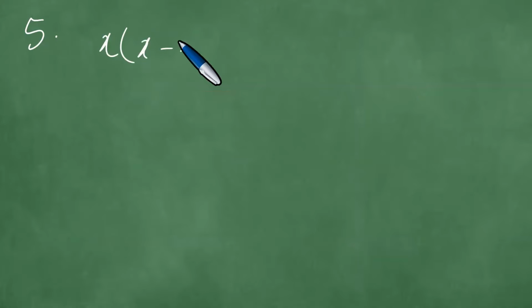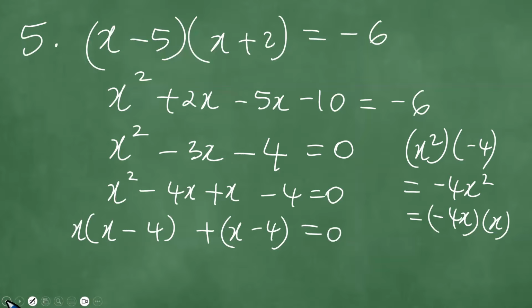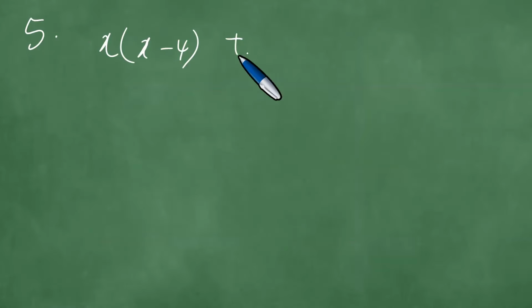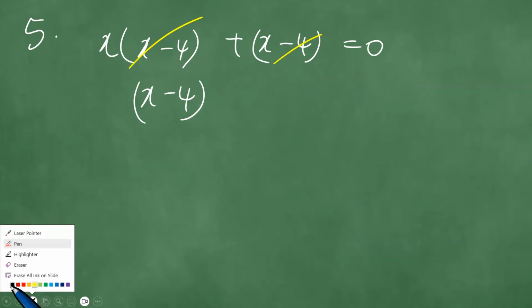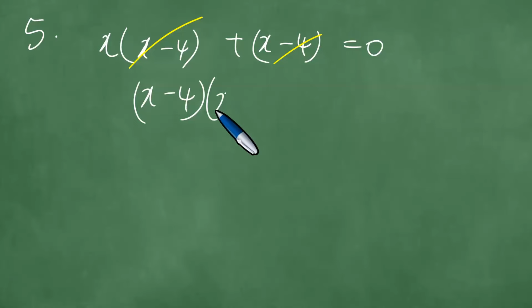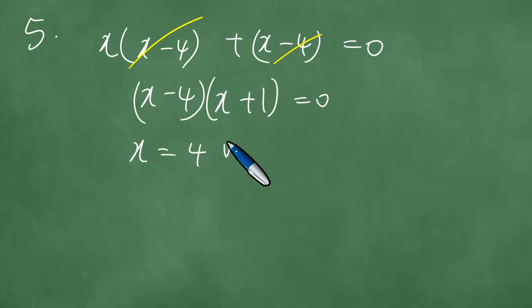Now, you have x into x minus 4 plus x minus 4 equals 0, and you have x minus 4, and this cancels this, giving us exactly at this point x plus 1 equals 0. And this, therefore, means x is 4 or x is minus 1. Okay, so these are the solutions that we get here to this particular problem.